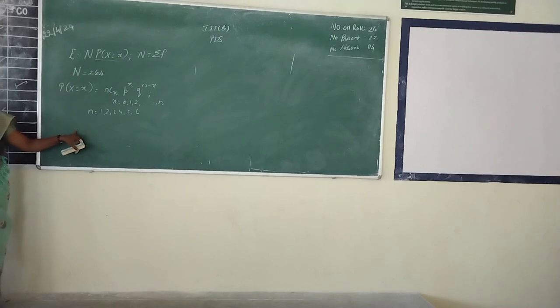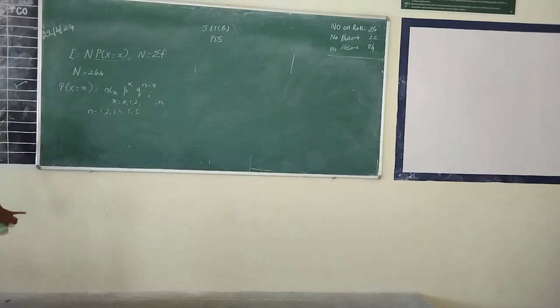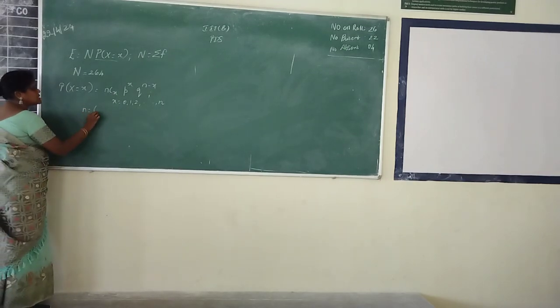In case it does not start from 0, count and consider that as the n value. If it starts from 0, whatever is the last value of x, you have to consider as the n. So for this problem, what will be the n value? 6. Totally 6 data are given.